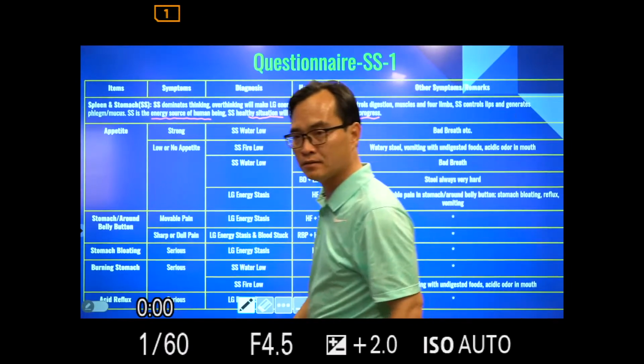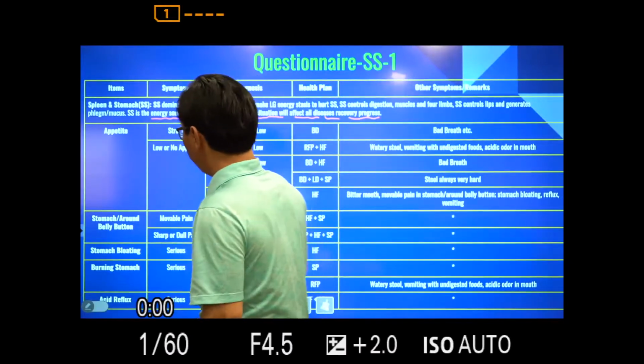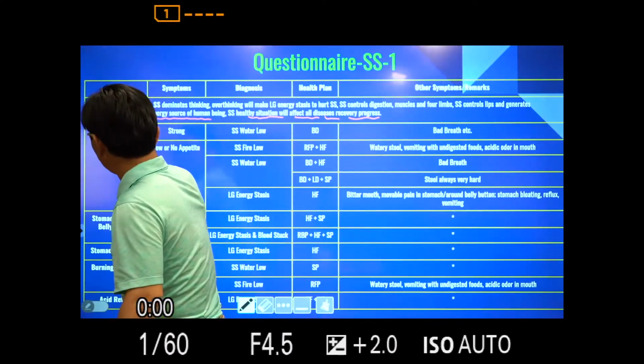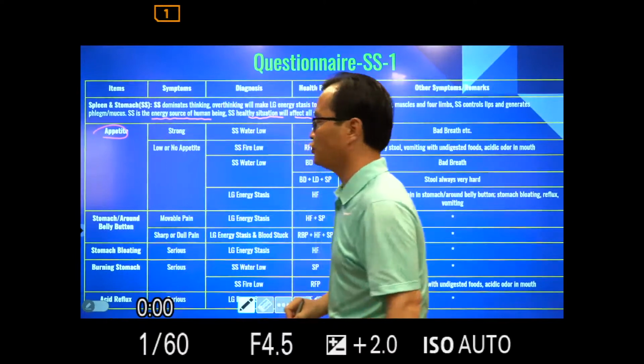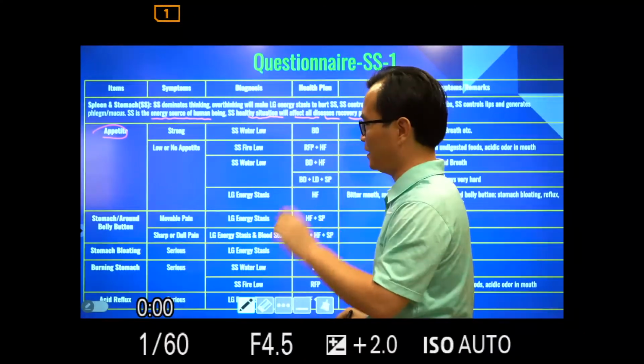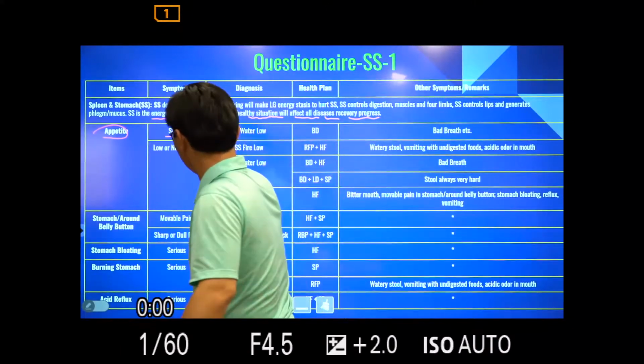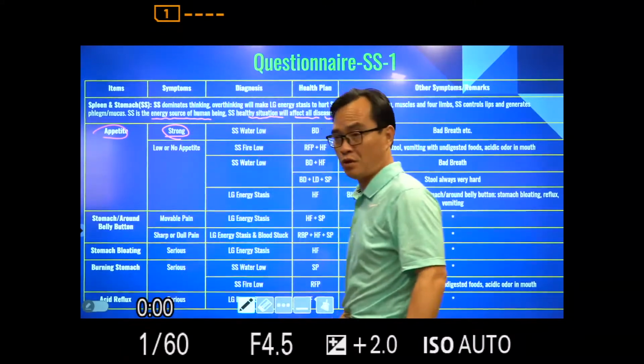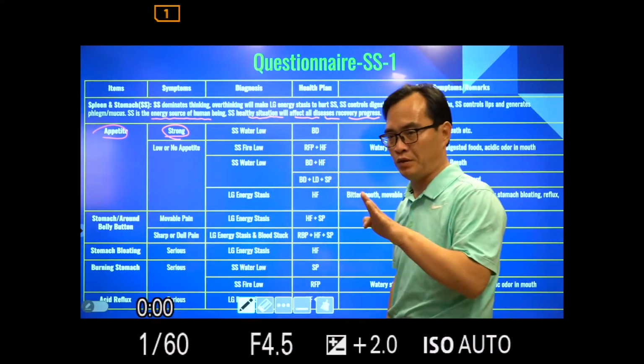Remember it. In the SS section, the first symptom is appetite. Appetite is strong.